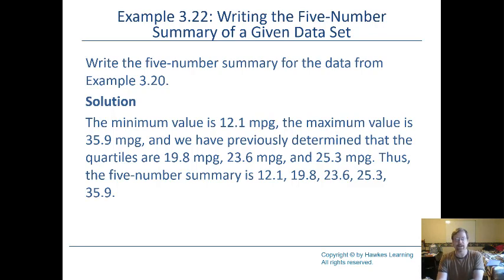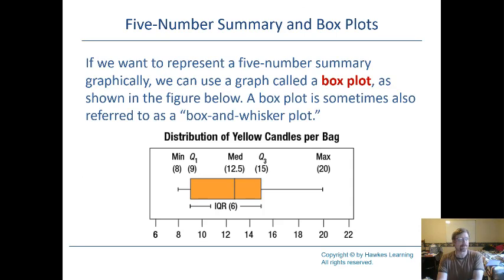These give us a very convenient way to plot this data. We can do this as a box plot, sometimes also called a box and whisker plot. So we've got the minimum value, the first quartile, the median, third quartile, and the maximum value. And this distance between the first quartile and the third quartile is called the interquartile range. It gets a little bit larger there.